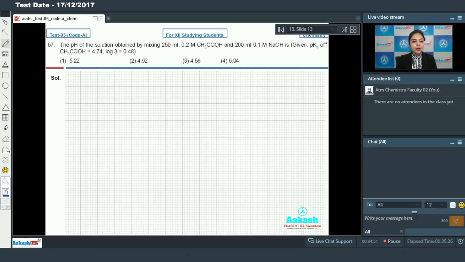Moving on to the next one, students, we have question number 57, which says that the pH of the solution obtained by mixing 250 ml of 0.2 molar CH3COOH, that is acetic acid, and 200 ml of 0.1 molar NaOH is. First of all, we will write the reaction between CH3COOH and NaOH. We have been given 250 ml and 0.2 molar CH3COOH. So how many millimoles will it be? The millimoles will be equal to 50.